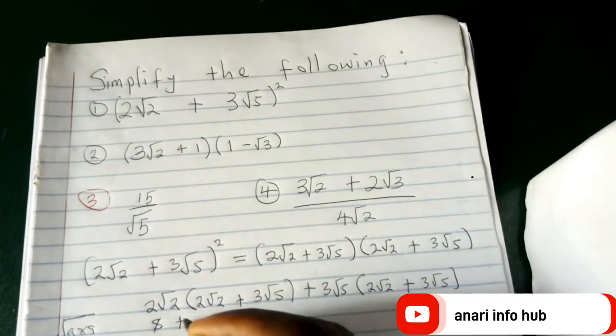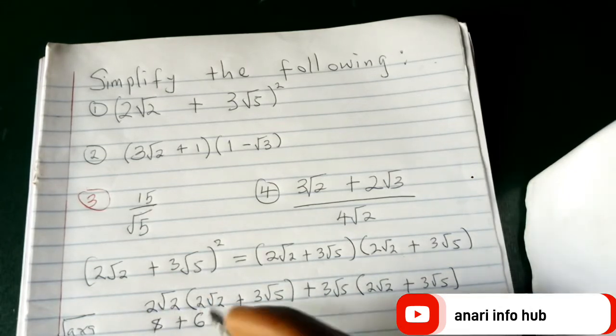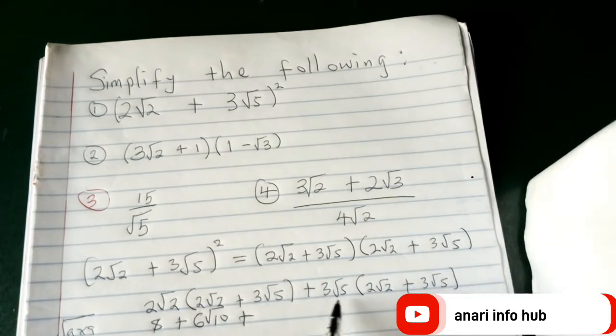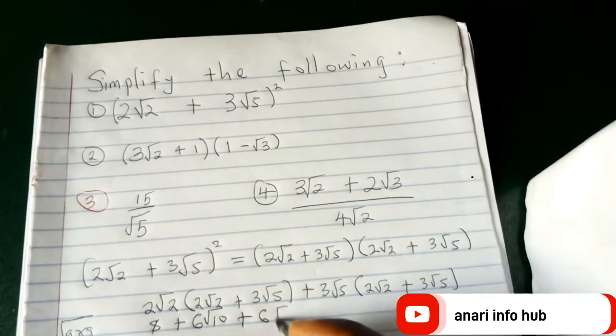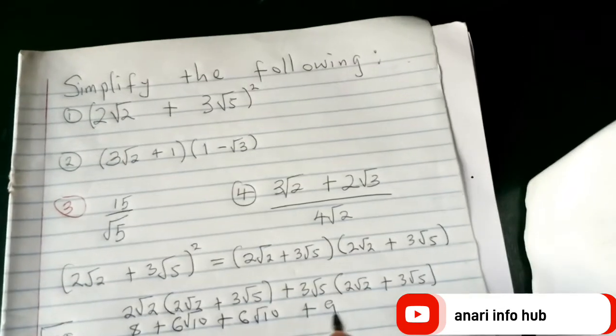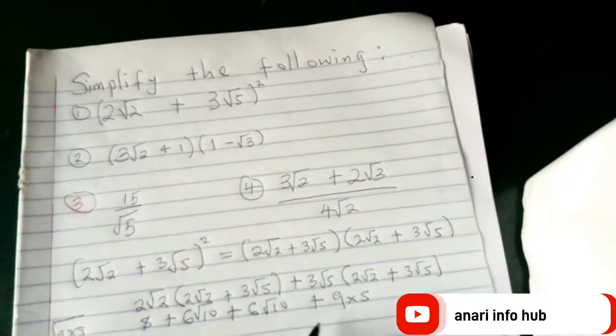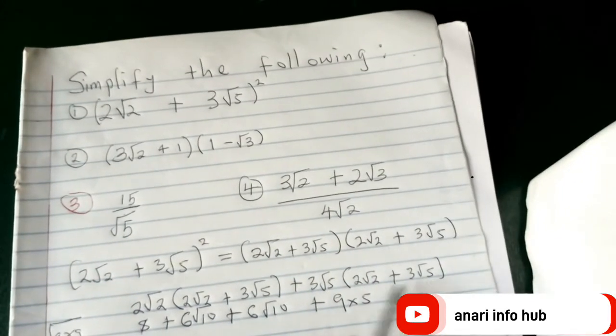Then plus 2 times this is 6, then √2 times this will give us √10. We have plus 3 times this, another 6, and this times this will give us √10. Then we have plus 3 times this, which is 9, then this times this is 25, which is giving us 5. So we can just say times 5. The same thing we applied here.